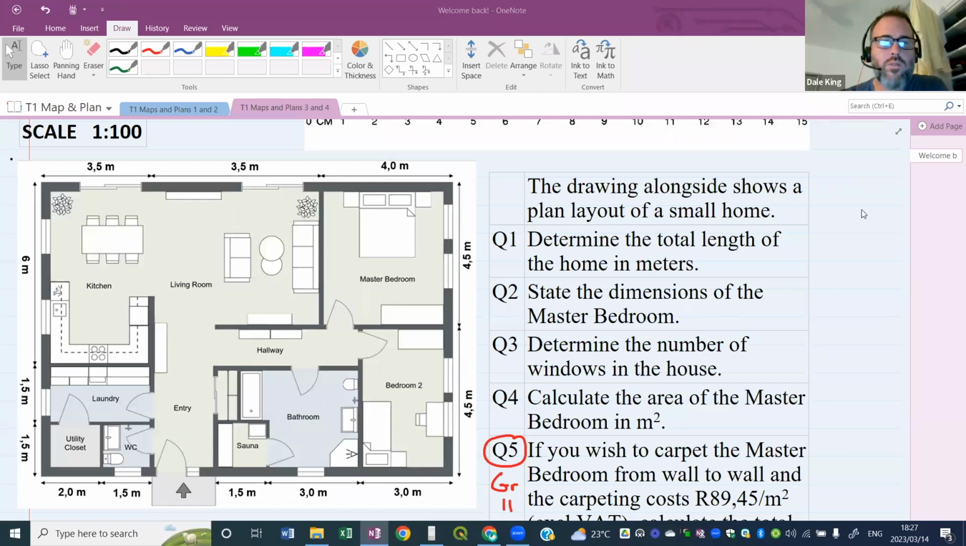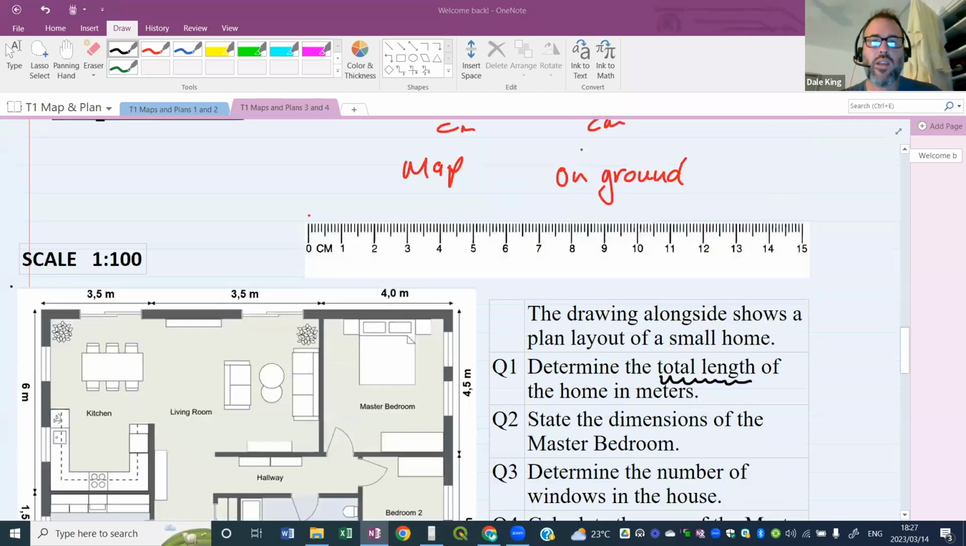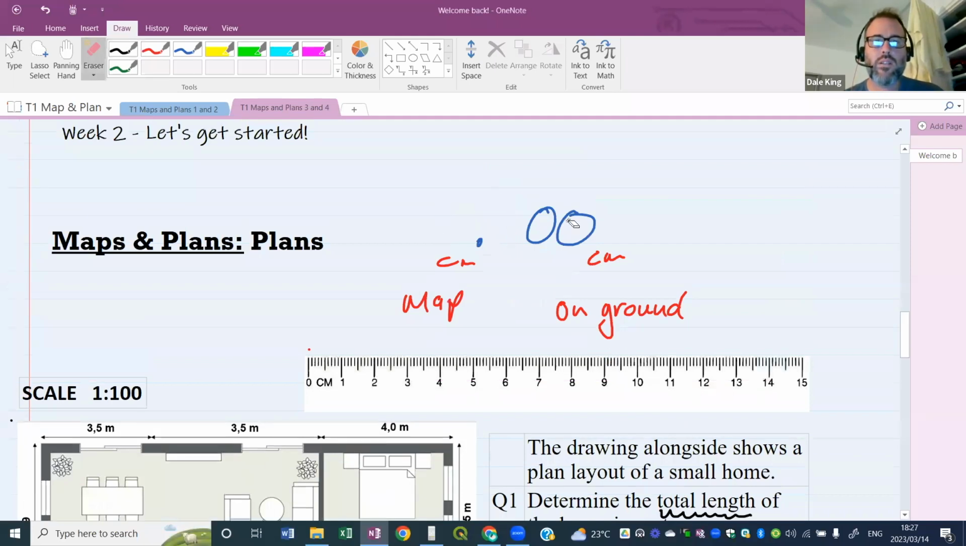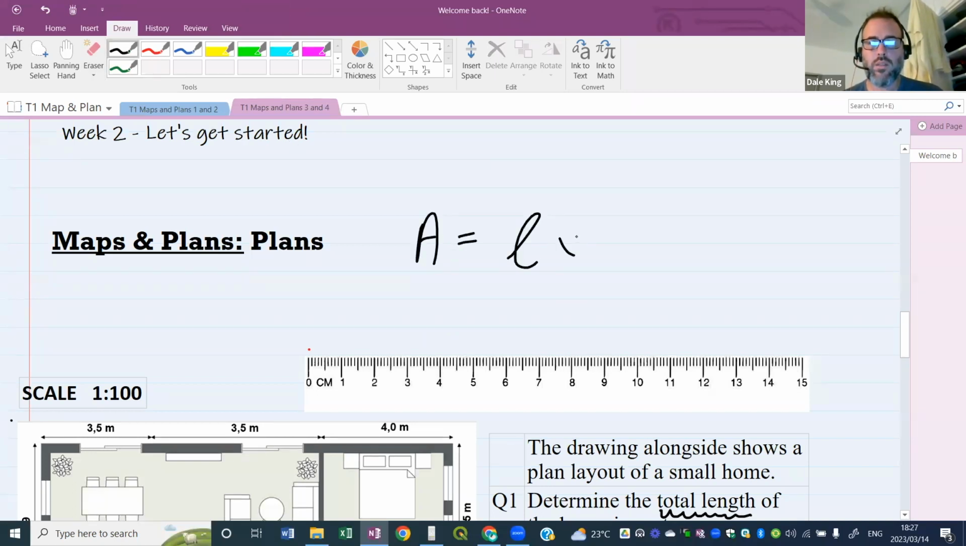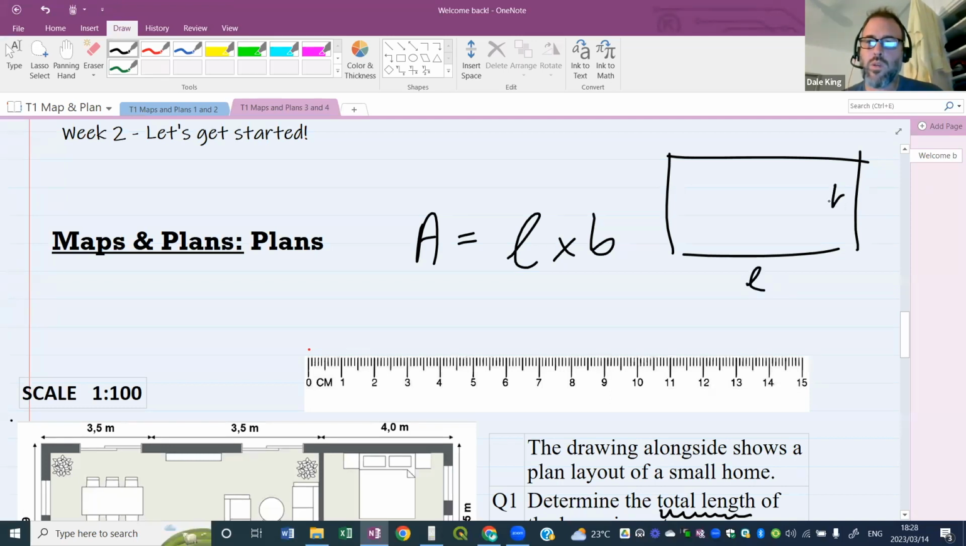Okay, I'm getting all kinds of different answers here. Let's have a look. The length that I'm referring to in this question is to determine the total length of the home in meters. That word length, you've heard it before. For example, when they say work out the area of a rectangle, the formula for area of a rectangle is area equals length times breadth.